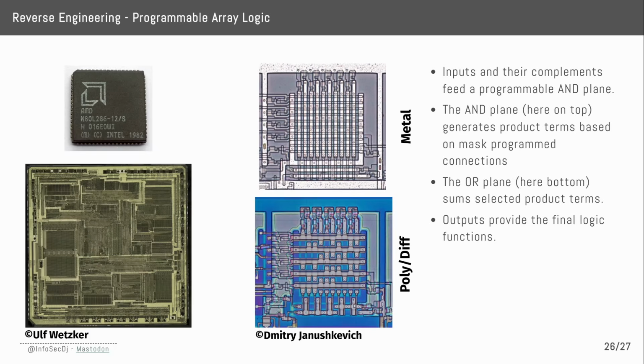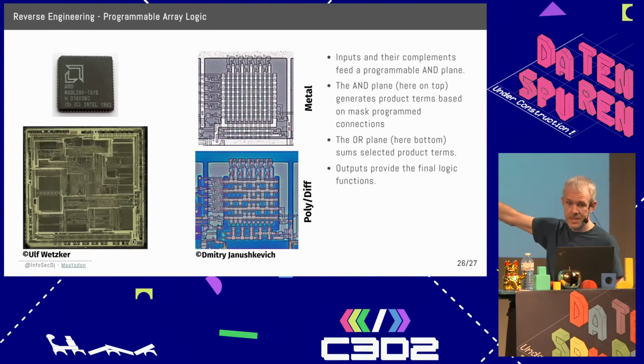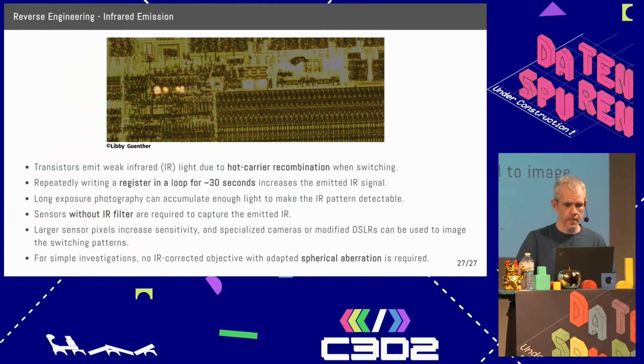You have, in this case, on the lower side, I think, I wrote it, an AND plane and an OR plane, and the interconnection between them defines the logic function of the chip. Here you can also see the wires, but if you go down to the diffusion layer, you can clearly see that sometimes there is a transistor and sometimes there's no transistor. This is actually like a NOR gate, and this defines the logic function of the chip.